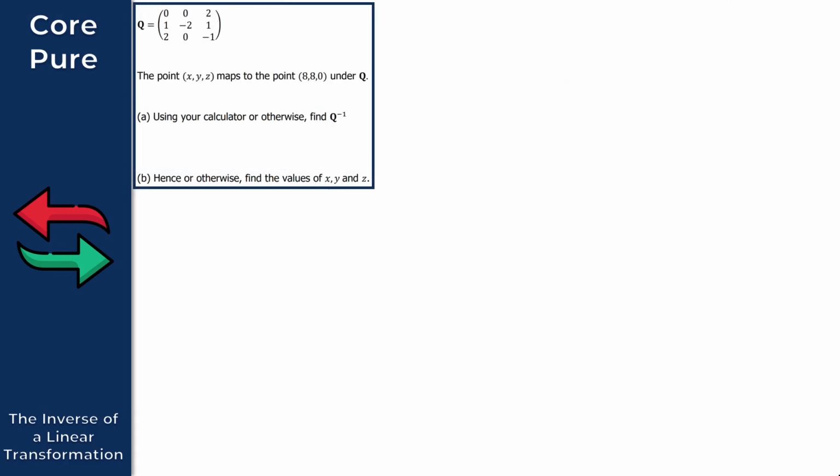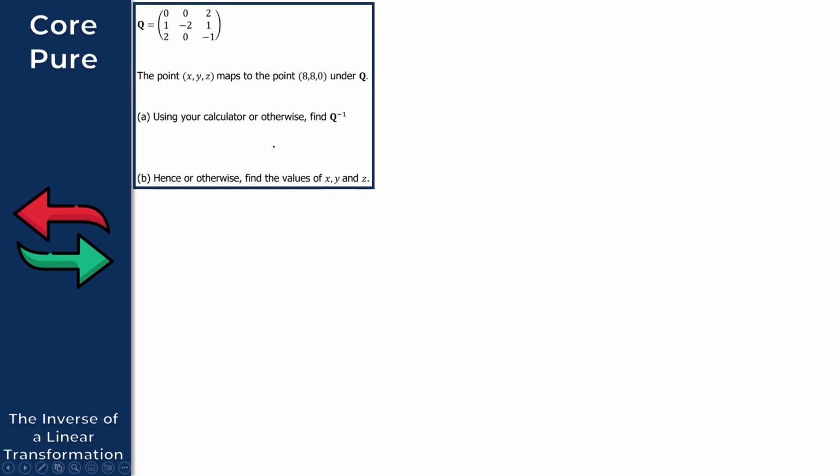So to finish with here then, let's just take a look at one more question. So we have question 2 here. And as we can see for question 2, we are given this 3 by 3 matrix. So for this matrix here, what we have is 0, 0, 2, 1, minus 2, 1. And then finally along the bottom row here, we have 2, 0, minus 1. We're told that the point x, y, z here maps to the point A80 under Q.